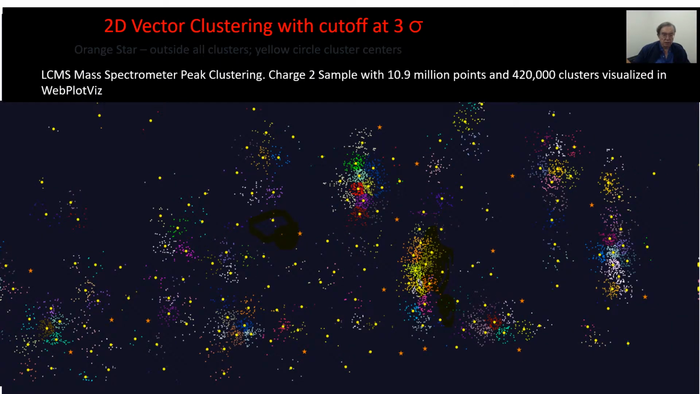So this is so-called LCMS mass spectrometer data. We're finding so-called peaks, and as I've already told you, it's 11 million points and 420,000 clusters. And this algorithm, the 420,000 came from the program. We actually started with one cluster, and it gradually looked in greater and greater accuracy at the data to find out the total number of clusters.